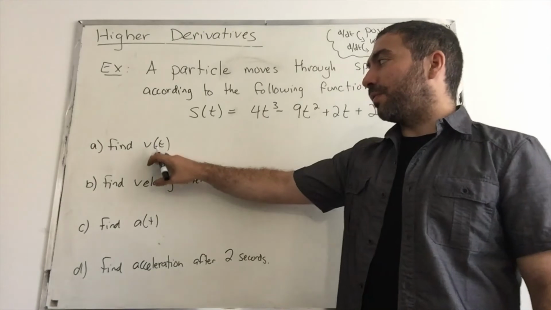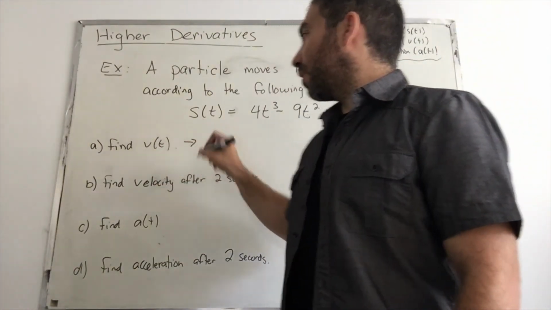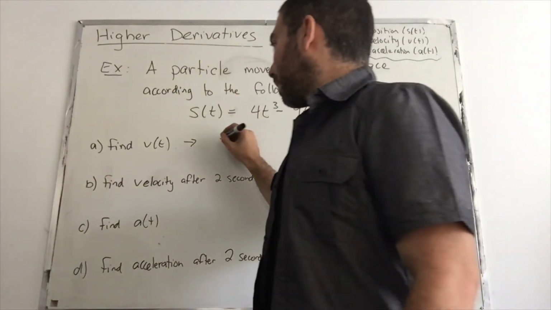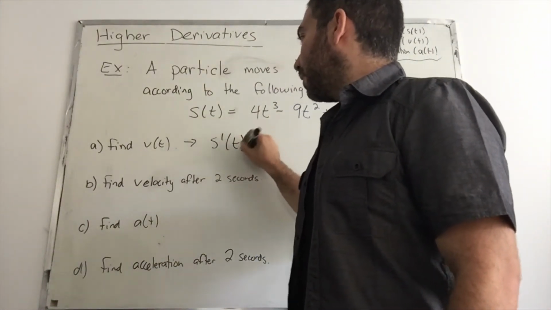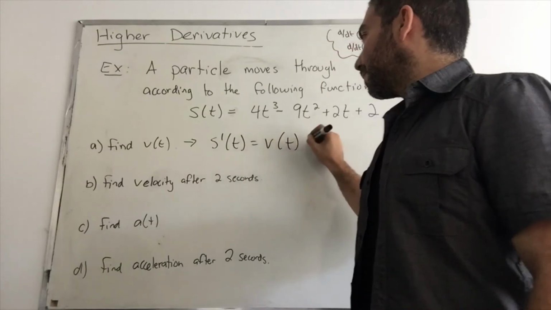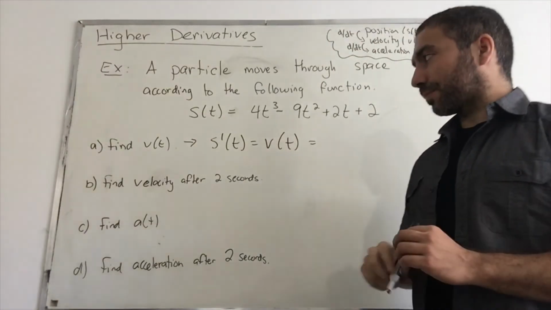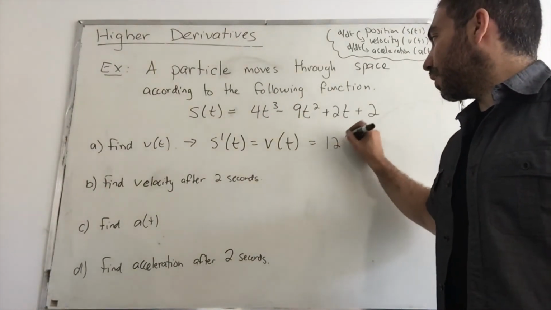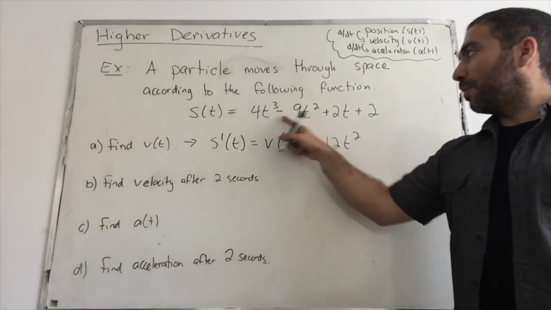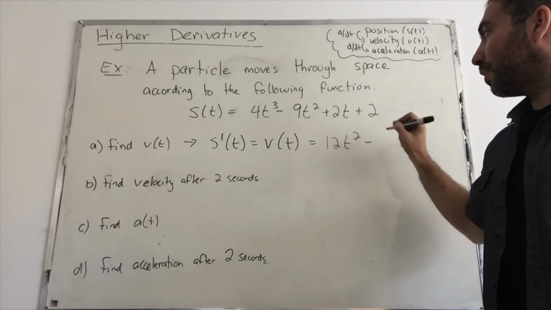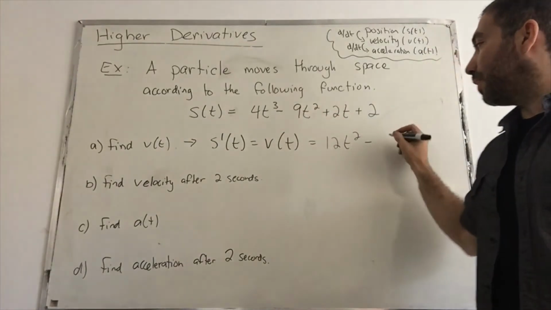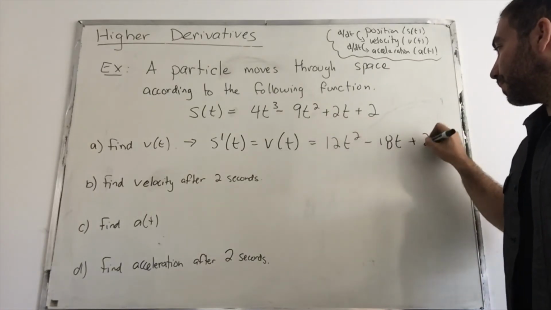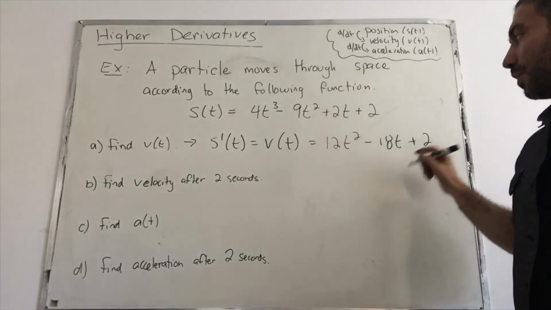So to find the velocity, what we're going to do is take the derivative of the position function with respect to t. So s prime of t is equal to your velocity. So the derivative of 4t cubed is 12t squared minus 9t squared. We take the derivative, power rule, we drop the 2, giving us negative 18t, and then plus 2. Okay, so this is our velocity function.